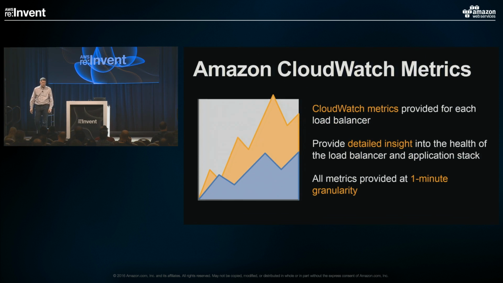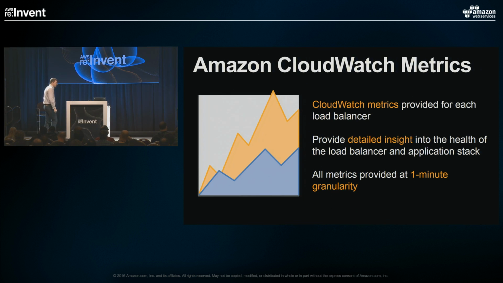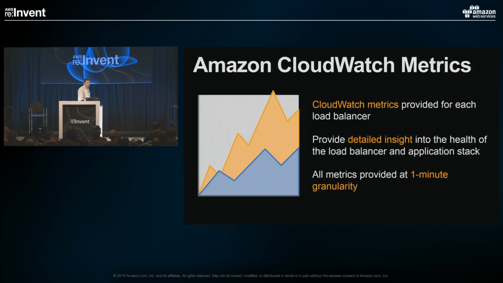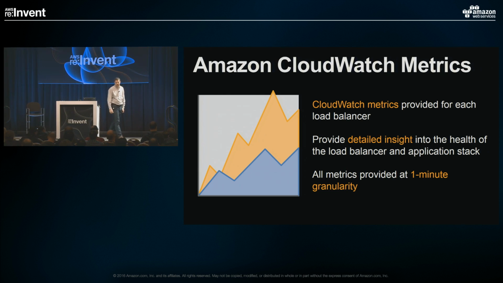So CloudWatch metrics. CloudWatch metrics have been there on ELB for some time. But on application load balancer, we've made some improvements. They provide detailed insight into the load balancer traffic. They're all provided at 1-minute granularity. So if you are using that feature in CloudWatch, you can get that.